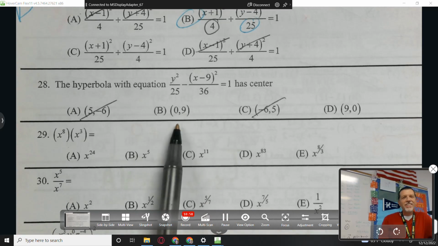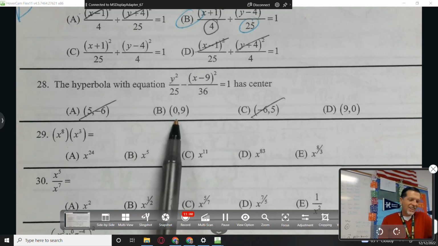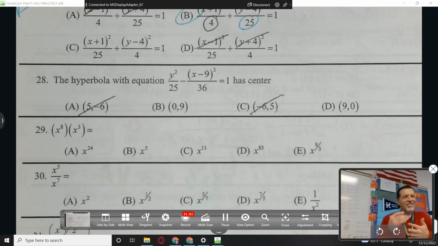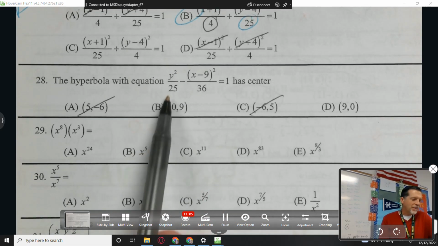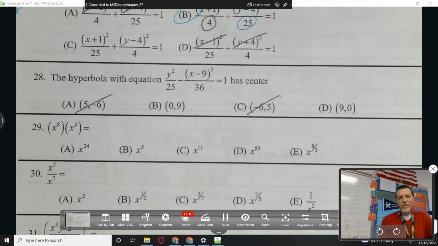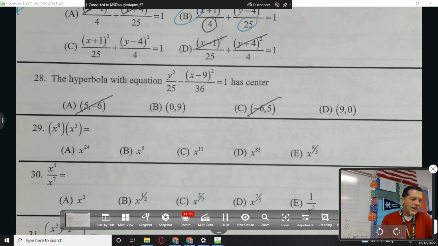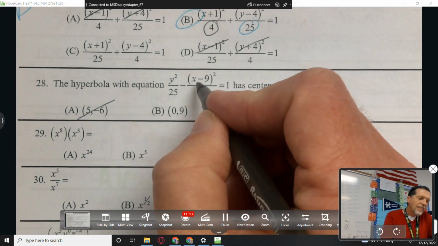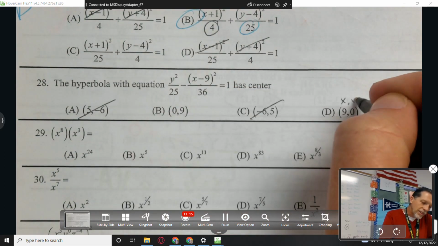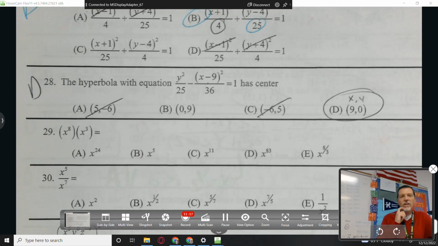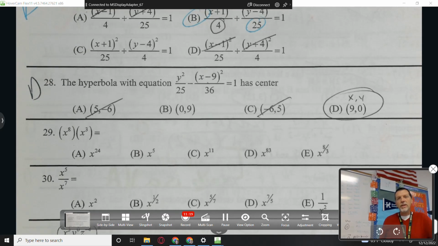So why is it not B? Yeah, the X and Y is like out of order, but if you're not paying attention and you're rushed or you're trying to go fast or whatever, it's like, okay, 0, 9, boom, B. But slow down. The X is 9, the Y is 0, so be careful. It's not hard, but again, if you're flying through it and not thinking, then it'll get you.